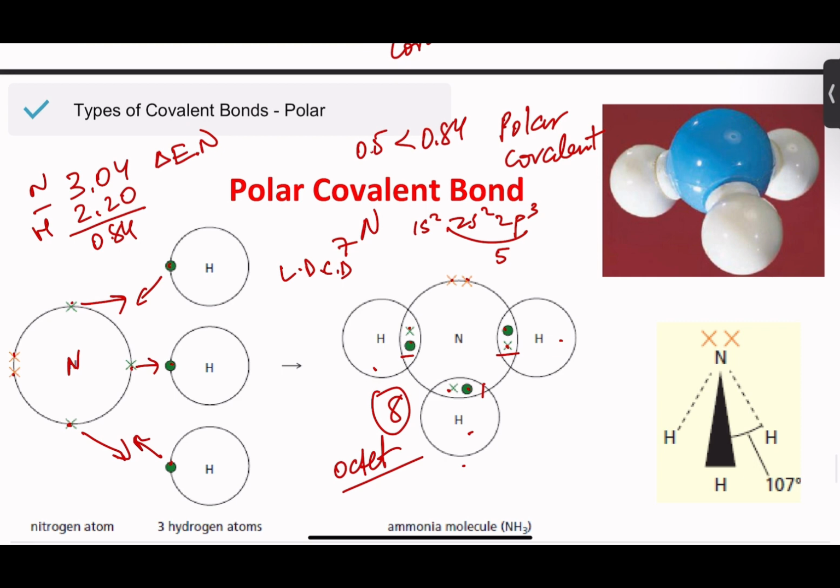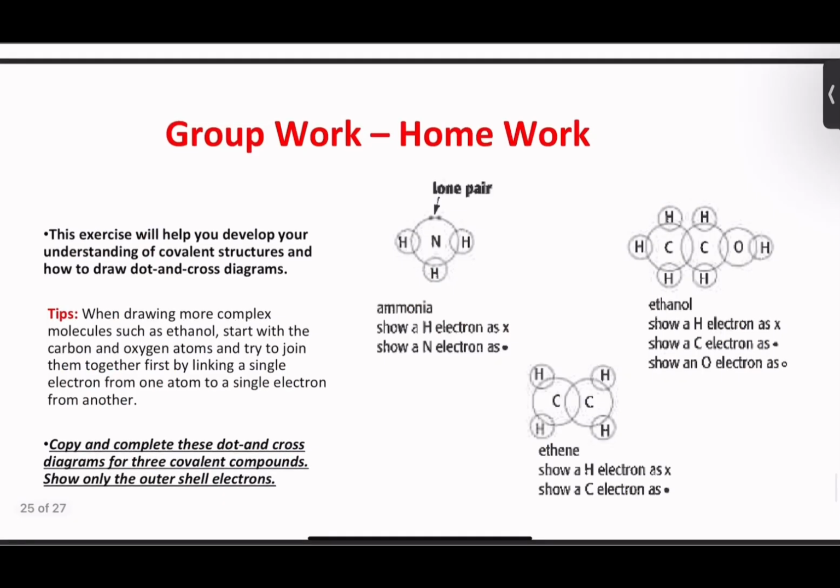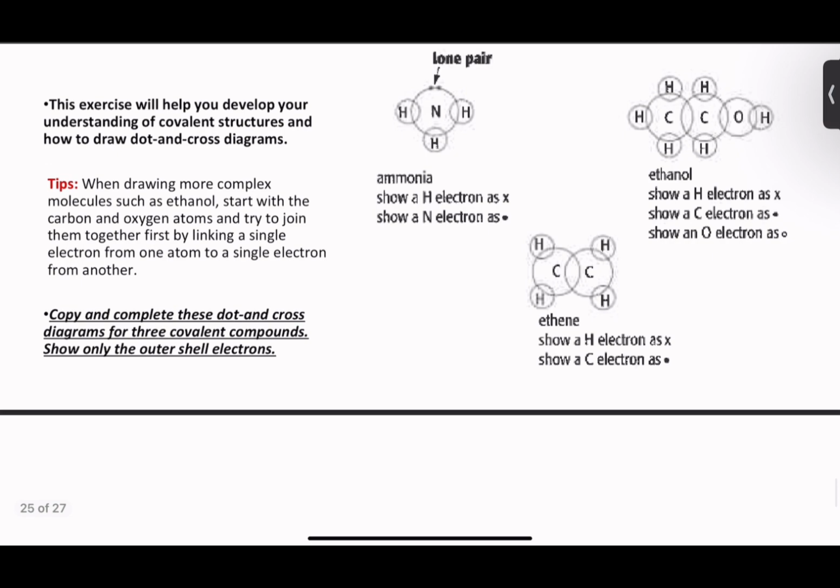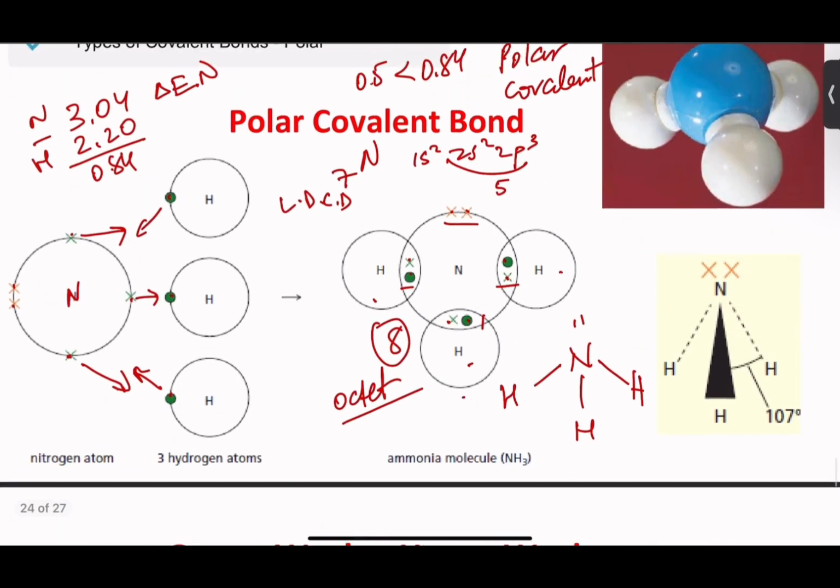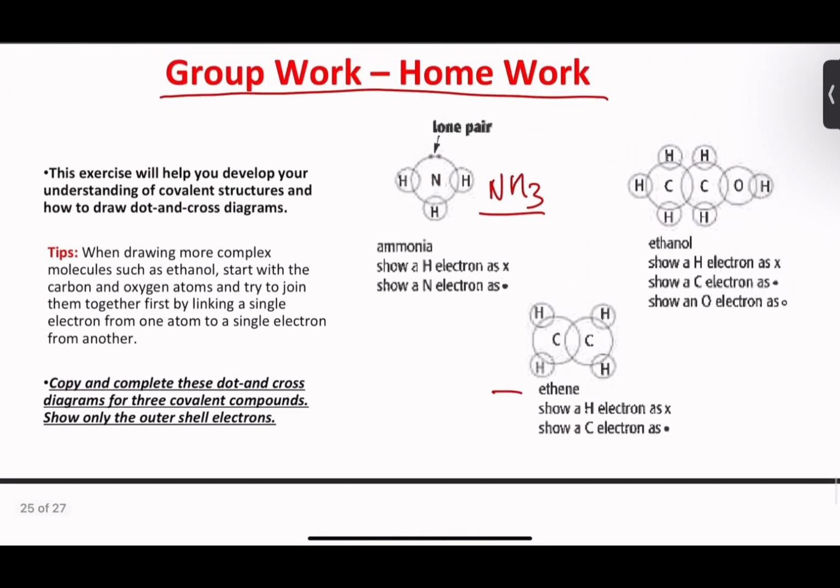Okay, so this is how it looks: nitrogen with 2 electrons that we didn't use, and then hydrogen, and hydrogen. Now we're going to do the group work that we had on the slides. We have already done NH3, ammonia, up here, and then we're going to do ethene, and then we'll do ethanol.